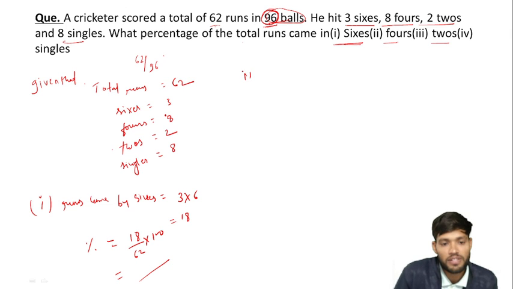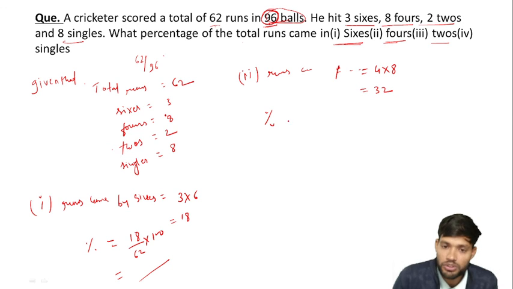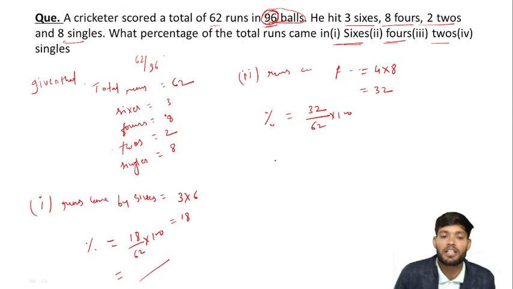Now in case of second, fours. Runs that came by the fours is equal to 4 into how many fours? 8 fours. So total 32 runs came from the fours. So the percentage run that came from fours is equal to 32 runs out of 62 into 100. When we solve this, it will give the percentage.